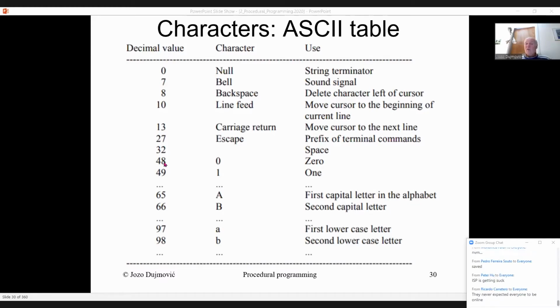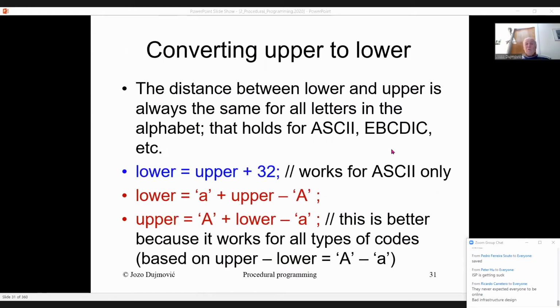So you have to know that A is 65, and you need to know the 0 is 48, and that's all. Very simple. Maybe to know this 10 and 7, and null, everybody knows that null is 0. So by learning these few things, you know the whole ASCII table. It costs nothing, so it is not good if you don't know these few things.